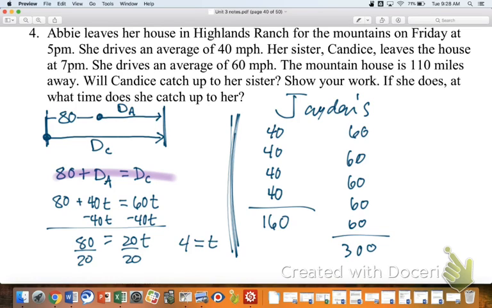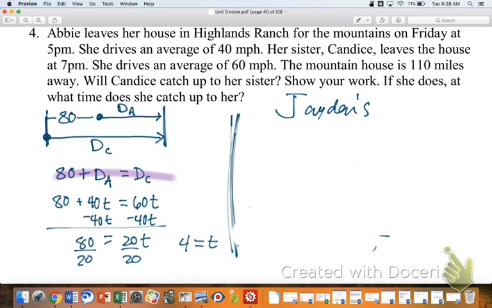So I'd love to hear what you did, Jaden. Jaden's method was what? I did how long it would take for Abby to get there and how long it would take Candace to get there. Okay, so when you say how long, you mean time, right? Yeah. Okay, so time for Candace and Abby to get there. So what did you write down? Two separate equations. Sure. For Abby, I did 110 equals 40 times t. And for Candace, you said 110 equals 60 times t.